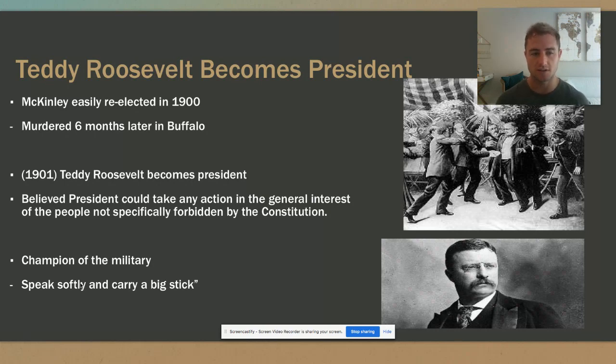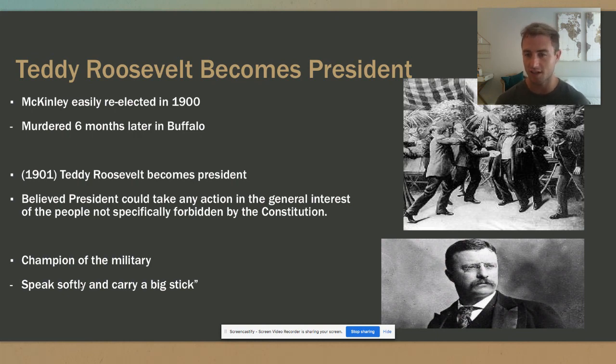Teddy Roosevelt is a much, much different person than McKinley. Teddy Roosevelt is a believer that anything that the Constitution says the president can't do is the only thing that's going to stop him from taking action in the federal government. Meaning, if the Constitution doesn't specifically say the president can't do it, then he believes he can do it. He is going to bring a tremendous amount of gravitas and confidence to the presidency and drastically expand the federal government just by sheer force of will and personality.